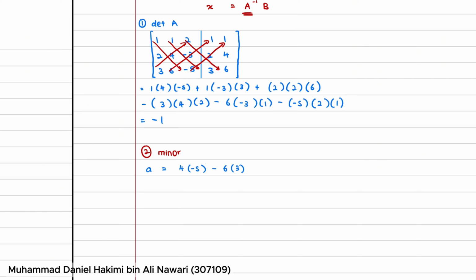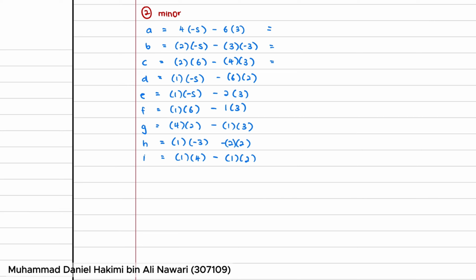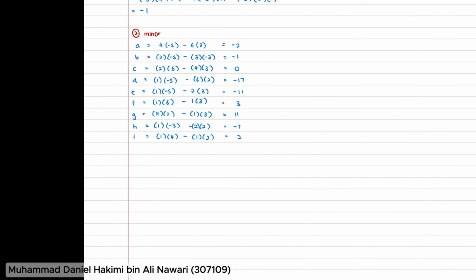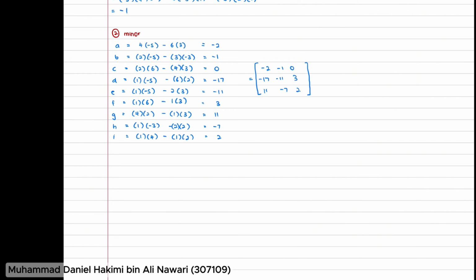Okay. And then you do the same thing for everything until I. You calculate all this, we got -2, -1, 0, -17, -11. All right. And the minor, you just rearrange the minor based on the alphabet A to I. So that's how you get A minor.